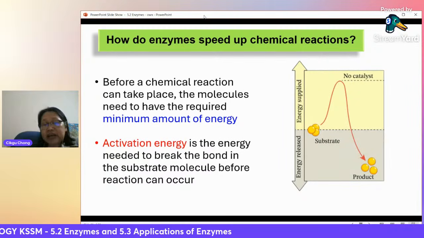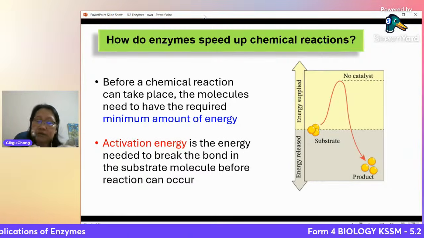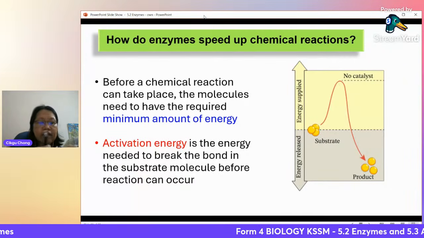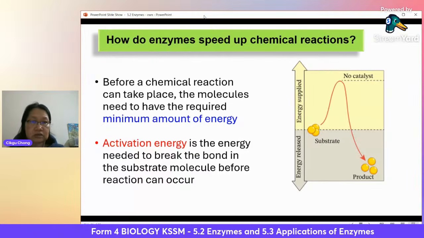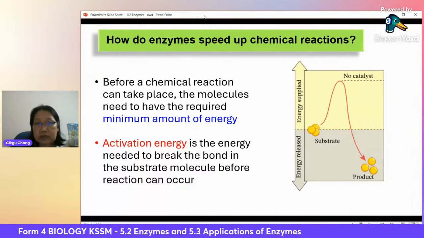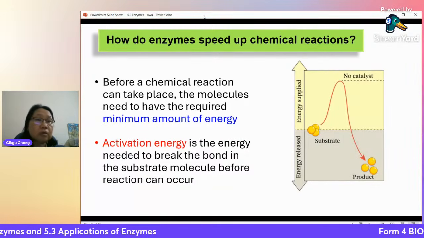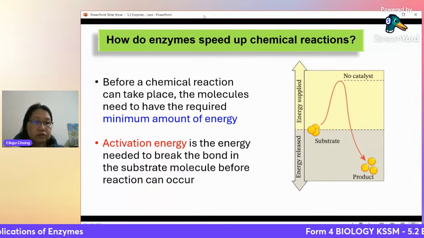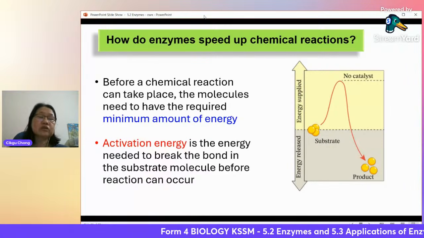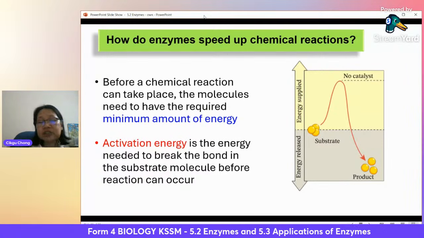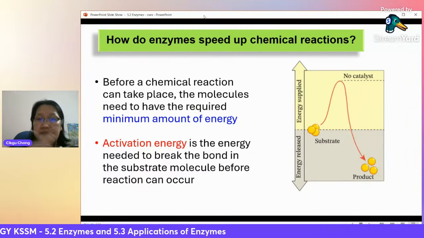Okay, so activation energy is the energy that is needed to break the bond, because in any chemical reaction, you have to break the existing bond and then make new bonds. So this A, maybe inside the molecule has to break, then it will combine with the molecule B, make new bonds. So you have to break the bond first and make new bonds. Then you have the new product. Okay, so the activation energy is the energy that's needed to break the bond in the substrate before the reaction can occur.